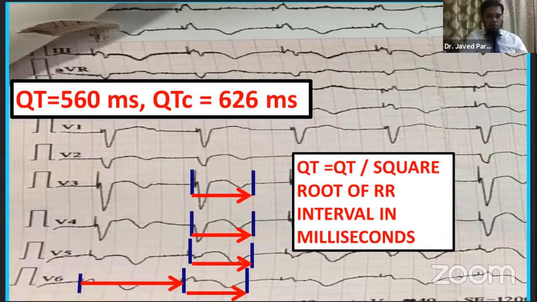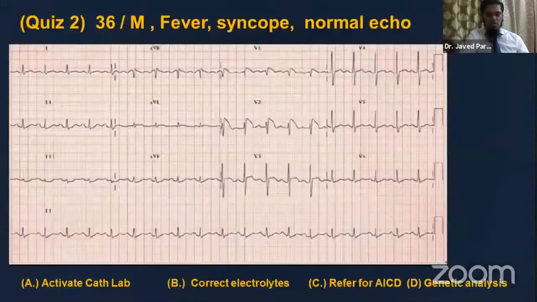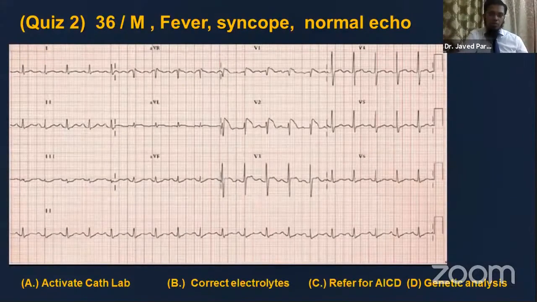Okay, this should be easy. This is a 36-year-old male patient with a history of fever and syncope during fever, and the echo was normal. Have a good look at this ECG. You can start the poll now. Your options are: activate the cath lab, if you think this is acute coronary syndrome; second, correct electrolytes, if you think this is probably hyperkalemia or some sort of dyselectrolemia; third, refer for an ICD; and D would be refer for genetic analysis. We'll wait for 20 more seconds.